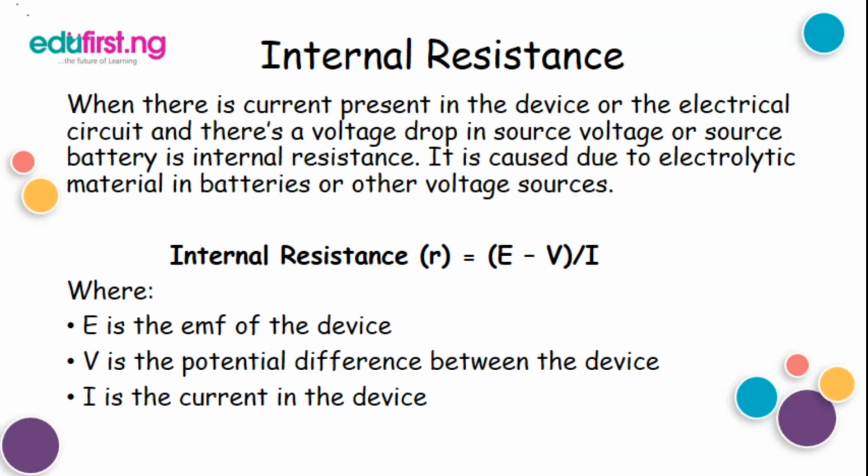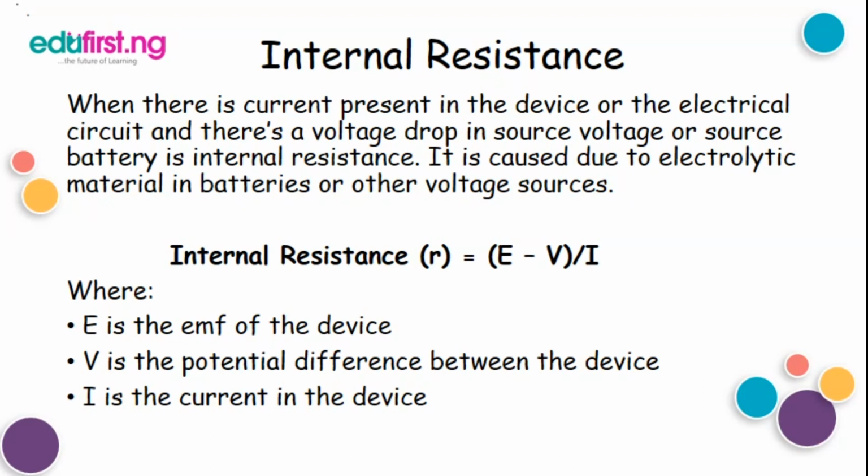Internal resistance. When there is current present in the device or in the electrical circuit and there is a voltage drop in the source voltage or in the source battery, that voltage drop is called internal resistance, and it is caused due to electrolytic material in batteries or other voltage sources.